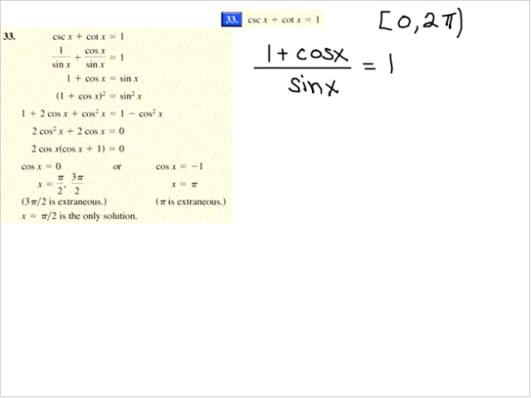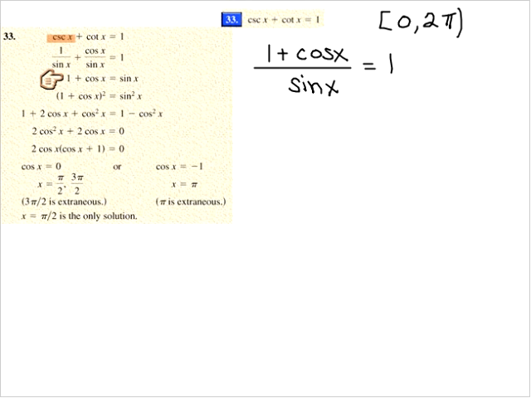The next one, there's so many different steps here, so I'm going to walk you through it slowly. The first thing we are going to do is rewrite cosecant as 1 over sine x and cotangent as cosine x over sine x. And then I'm going to add those fractions. When I add them, I get 1 plus cosine x over sine x, and I have that equal to 1. I'm going to multiply both sides by sine x so that I can get rid of my fraction. When I do that, I end up with this step right here.